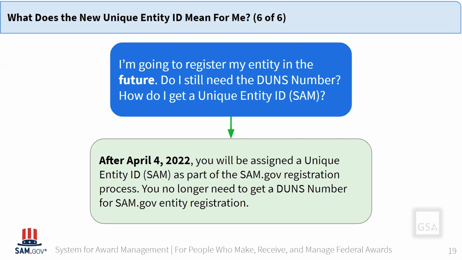If you are looking to register your entity and it is after April 4th, then you do not need to get the DUNS number. Through the registration process in SAM, we'll do the validations and you will be assigned a unique entity ID SAM as a part of that registration process. So you won't need to take extra steps or go anywhere else. It'll be a single flow to get that UEI.